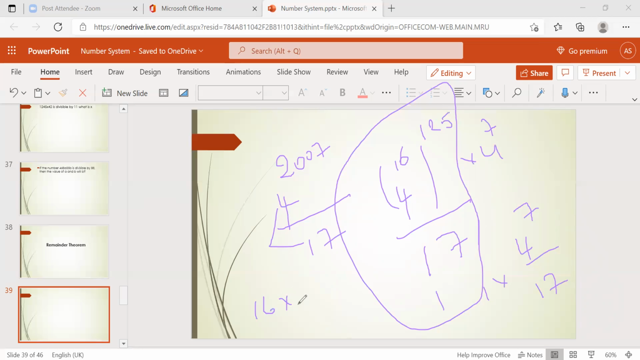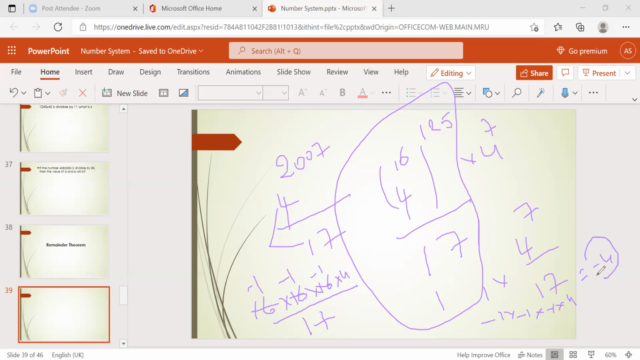16 into 16 into 16. So 4 power 2, 4 power 2, 4 power 2. So it's nothing but 16 into 4 by 17. So this is -1, this is -1, remainder -1, and this is 4. So -1 into -1 into -1 into -1 into -1 into 4. So it's nothing but -4, right?